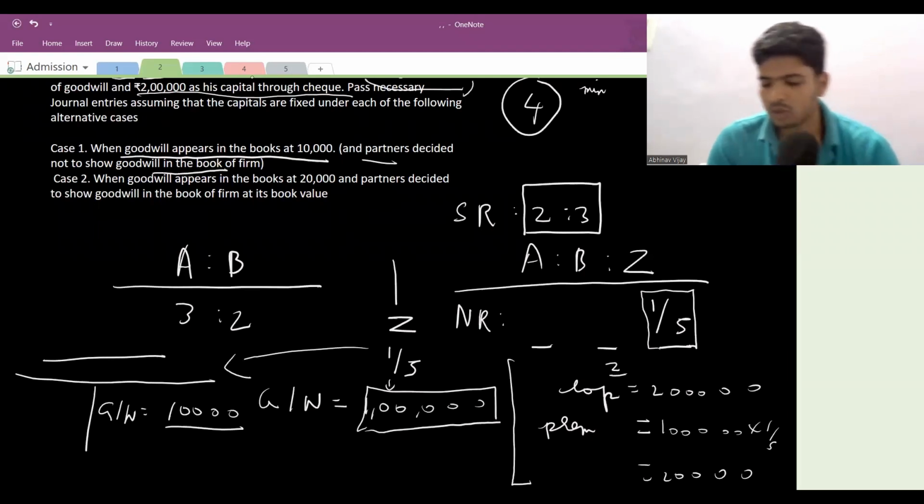A, B, C, and D. We have old ratio. Then here we have new ratio. Then here we have sacrificing ratio. What is the old ratio? 2 is to 3 is to 4. So it's 2/9, 3/9, 4/9. Correct. New ratio 1 is to 1 is to 1 is to 1. So 1/4, 1/4, and 1/4. What is the sacrificing ratio?